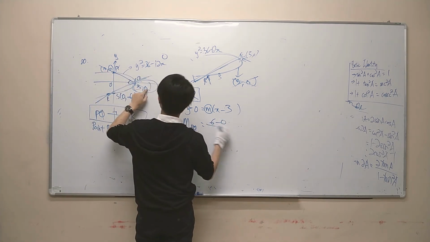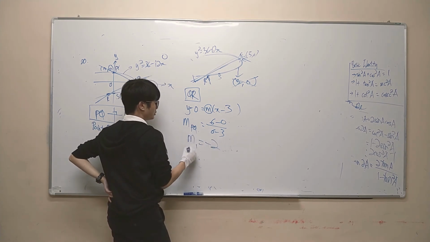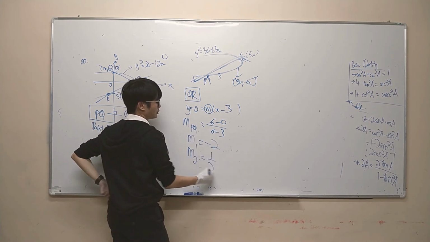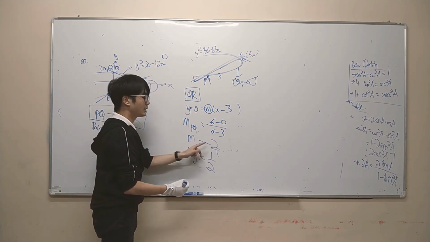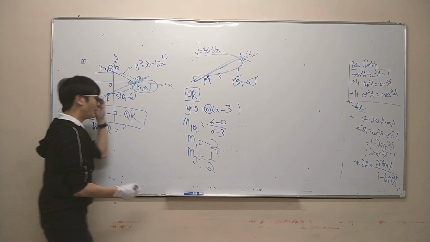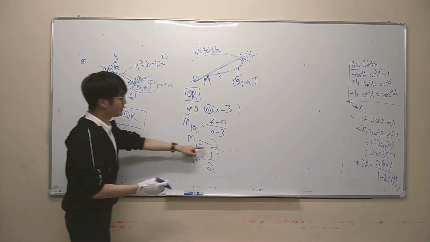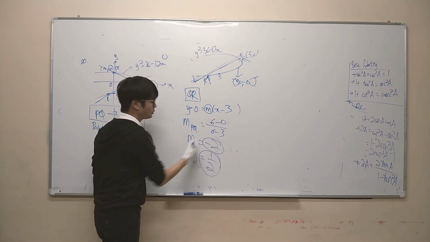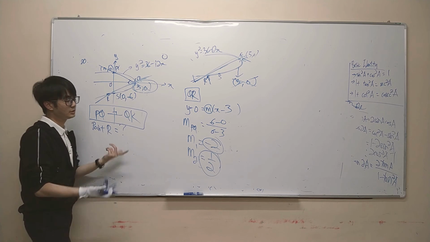6 minus 0 over 0 minus 3, so negative 2. But this is the gradient of PQ. So what is the gradient of QR? 1 over 2, right? Just flip and change the sign. This one is 2 over 1, so 2 over 1 becomes 1 over 2. Change the negative sign to positive. Why? Because they are perpendicular, right? So when you take negative 2 times 1 over 2, you get negative 1. Okay? Because perpendicular means the gradients multiplied to get negative 1.